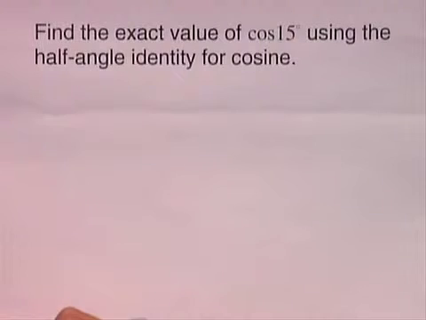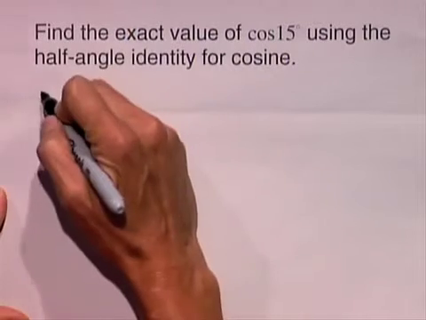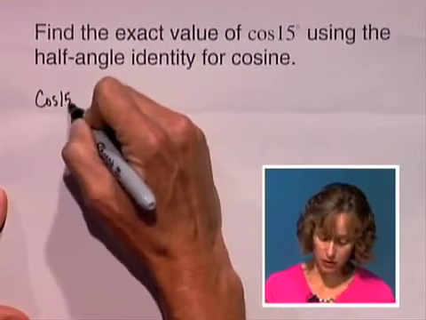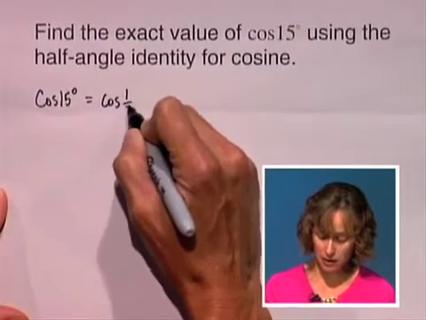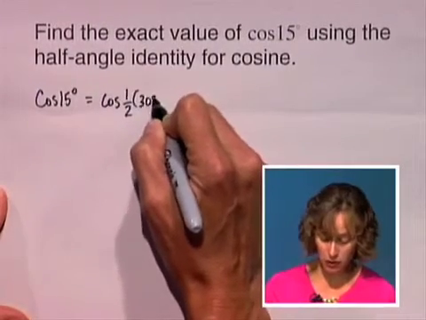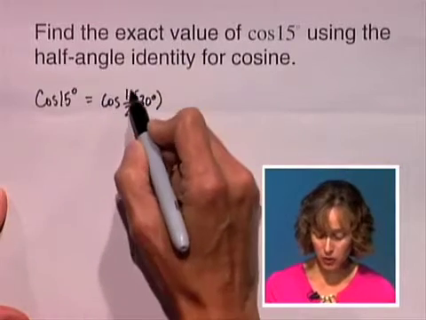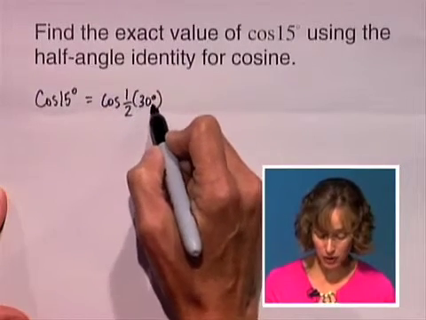Let's work with the half angle identity. We want to find the exact value of the cosine of 15 degrees using the half angle identity for cosine. Well, the first thing to note, if we're going to use a half angle identity, is that 15 degrees is exactly 1/2 of 30 degrees. And so we're looking at the cosine of a half of some angle.